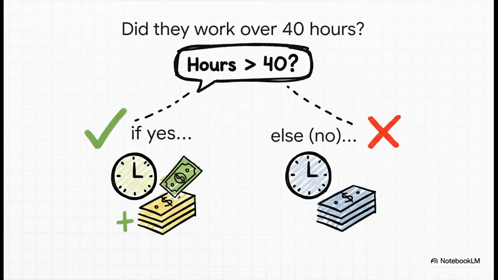Here's a perfect real-world example, calculating overtime pay. A payroll program has to ask a simple question. Did this person work more than 40 hours? If the answer is yes, it runs one piece of code to calculate their pay with overtime. Else, which covers everyone who worked 40 hours or less, it runs a different piece of code for their regular pay. See? Two different situations, two totally different paths.